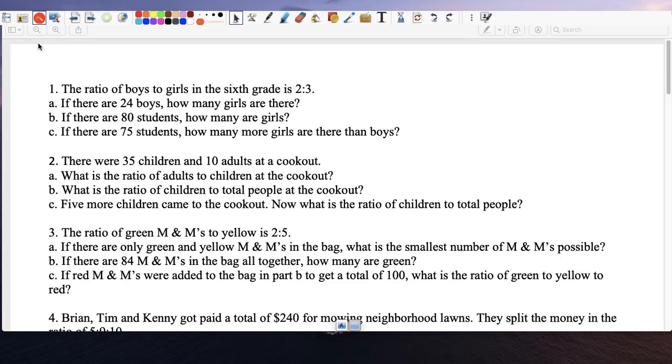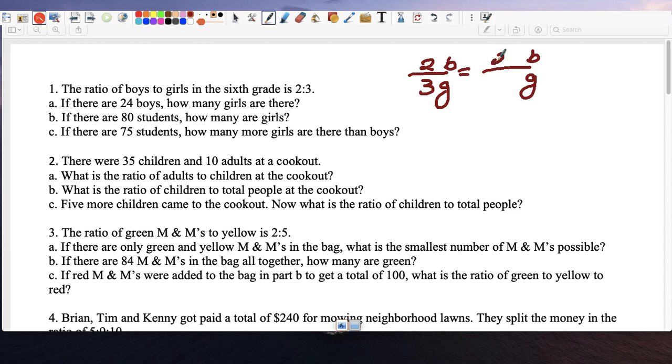So we have a ratio of boys to girls in 6 is 2 to 3. So we can write it as a fraction. So 2 to 3. So you should always label boys and girls, right? So we're looking for an equivalent ratio, right? 2 to 3. Here's boys, here's girls. This one's easy. So there's 24 boys.